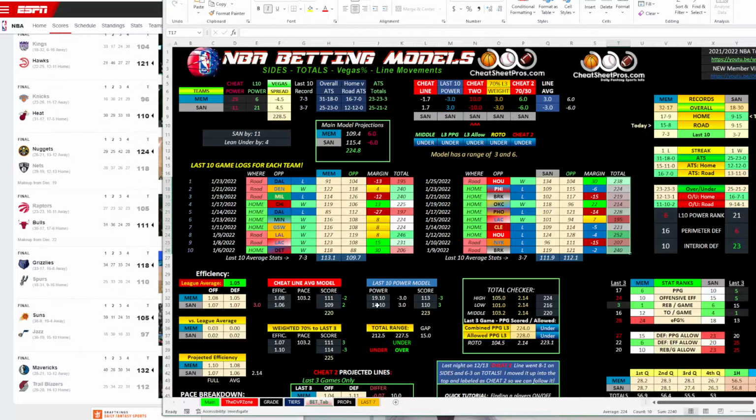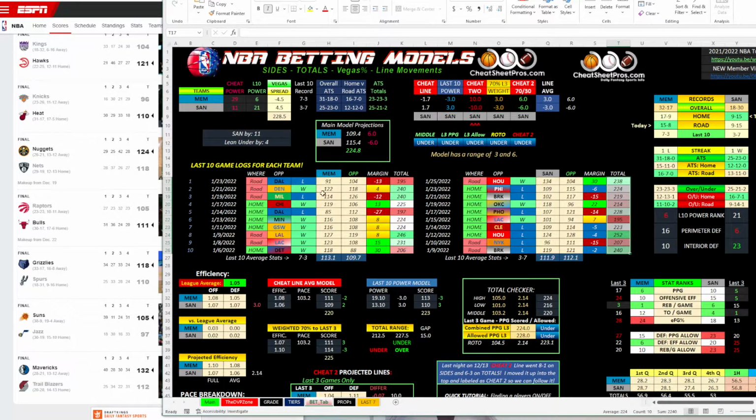So this first one, Memphis and the San Antonio Spurs. Memphis was -4.5. Memphis and Charlotte are 2 teams I typically always bet, usually bet the over if I'm going to go with them. I did bet Memphis. I did not bet the over, though, because the Spurs have kind of been up and down.